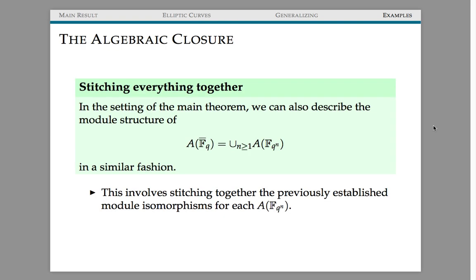Last of all, because we've established this for all finite fields, we can union up all this information, stitch it together, and then we can also describe the module structure of all points defined over the algebraic closure as a module over the endomorphism ring of F_Q rational endomorphisms. So this again is just stitching together the stuff that we've seen before.